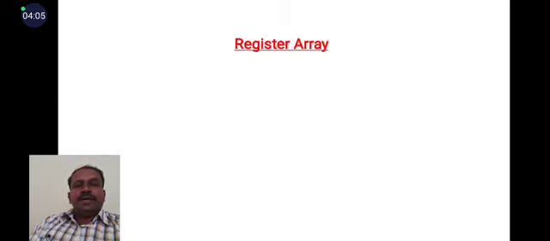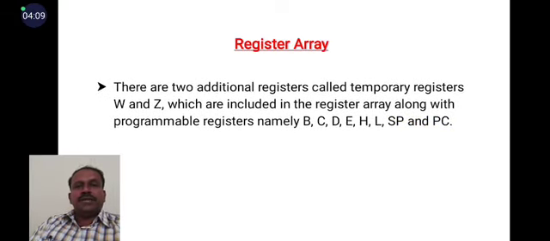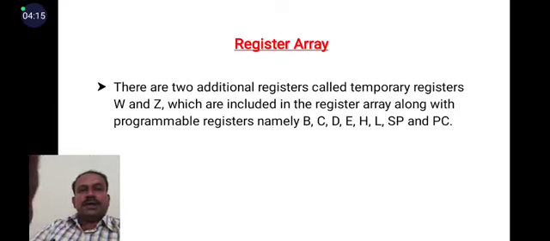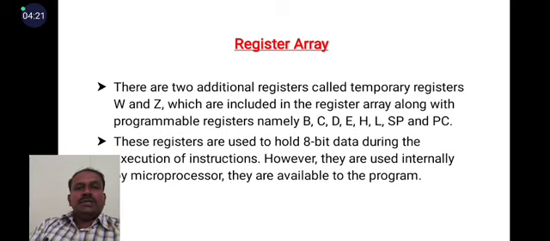Next is the register array. The register array consists of, as already discussed, two additional temporary registers called W and Z, which are included in the register array along with the programmable registers, namely BC, DE, HL, the stack pointer and the program counter. These registers are used to hold 8-bit data during the execution of instructions. However, they are used internally by the microprocessor and are not available to the program.